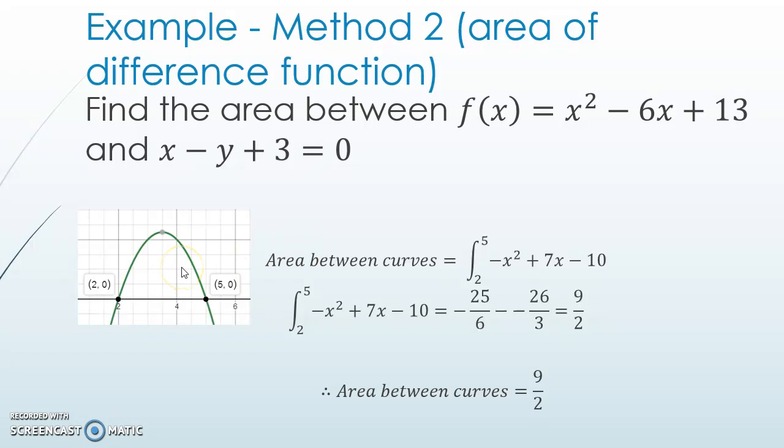So the same rules apply when you're looking at area under a curve. If it's above, it's going to be positive. If it's below, it's going to be negative. So we need to draw that graph to know what we're dealing with.